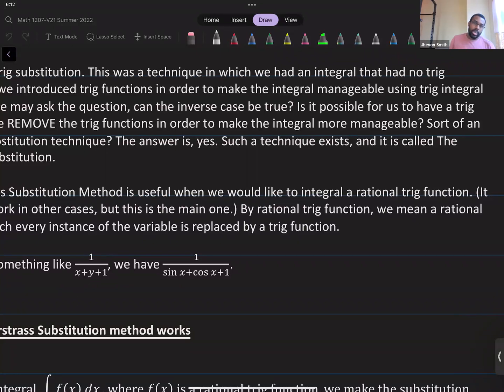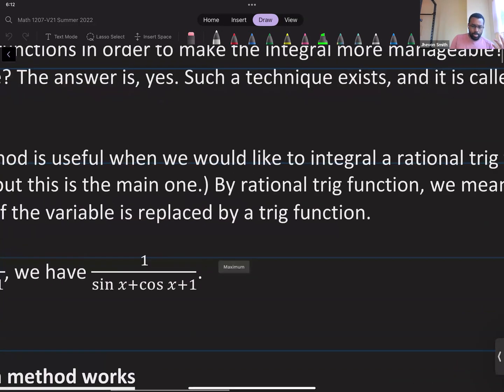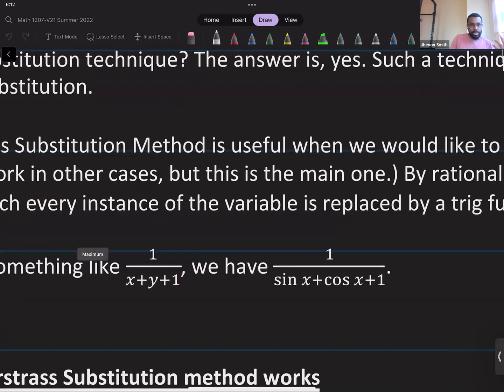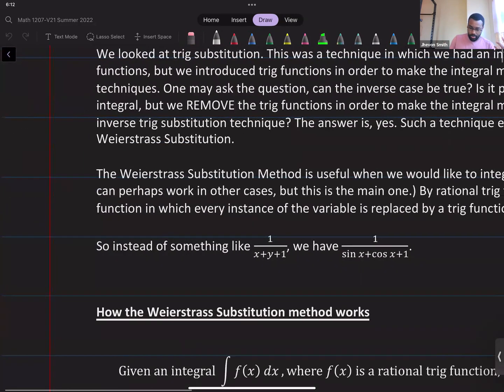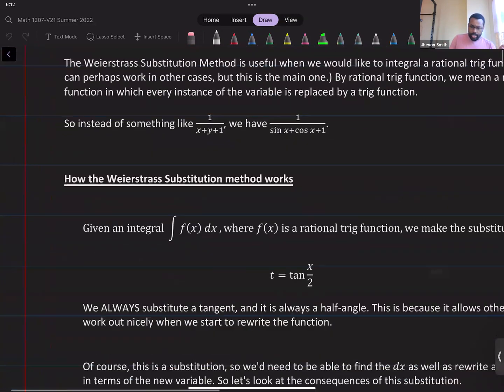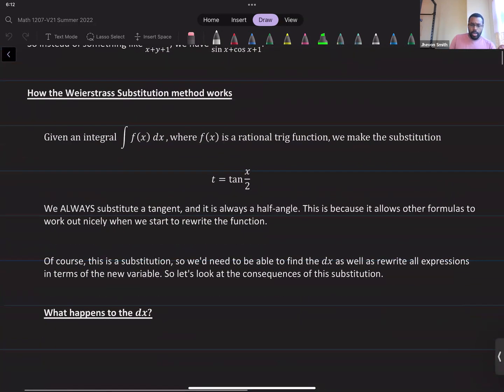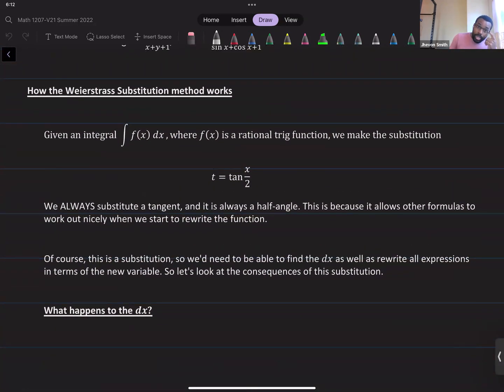And it turns out whenever you see an integral like that, one option for attacking such an integral would be something like a Weierstrass substitution, where you would go from something like this to looking something like this, but in a single variable, of course, because we're in Calc 2. So here's how the substitution actually works. Given an integral where f is a rational trig function, which means it looks kind of like a ratio of polynomials, but instead of x, you see trig functions in place of the variables, then you can actually do this substitution.